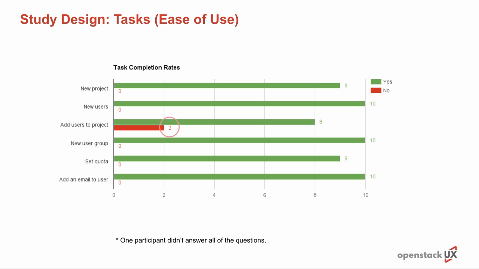So again, this is consistent. We did have 2 people that were unable to add a user to a project. Again, it wasn't a significant number, right? 2 of the 8, but it was enough that it was noticeable, and clearly it was the most challenging task of all 6.